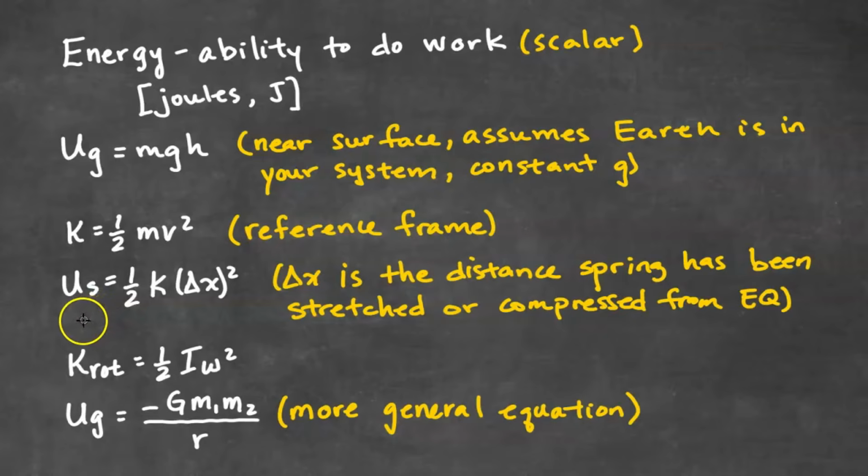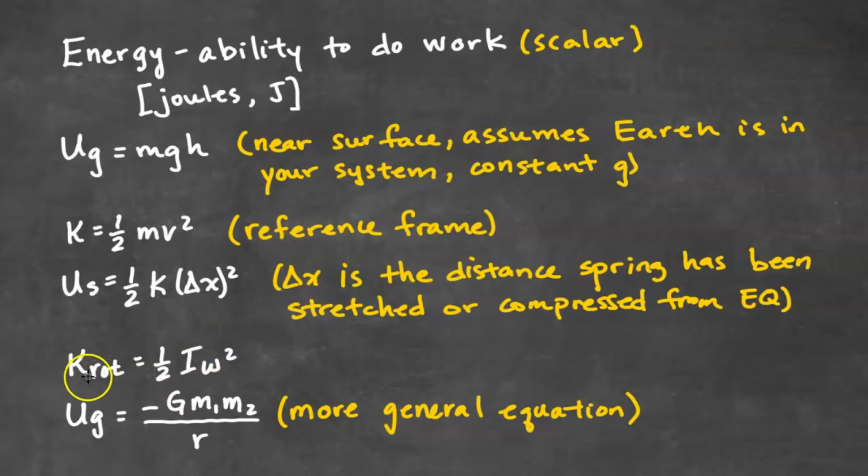Next, we're going to take a look at energy stored in a spring. This is spring, or elastic, potential energy, and it's equal to 1/2 k delta x squared, where k is the spring constant. The delta x is the distance the spring has been stretched or compressed from the equilibrium position.